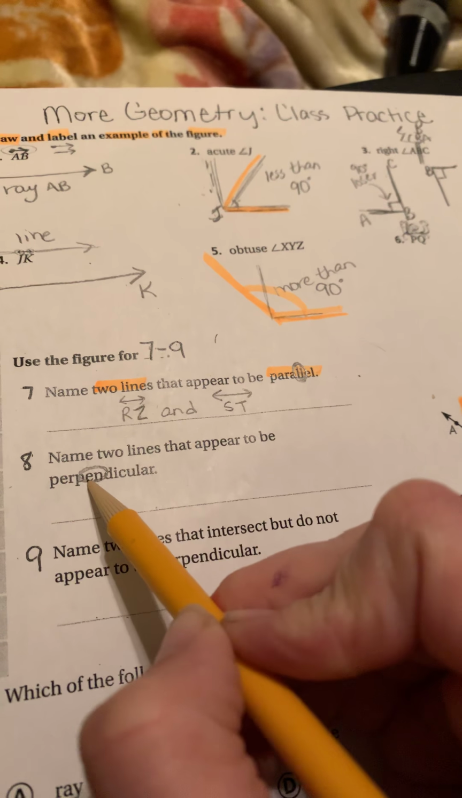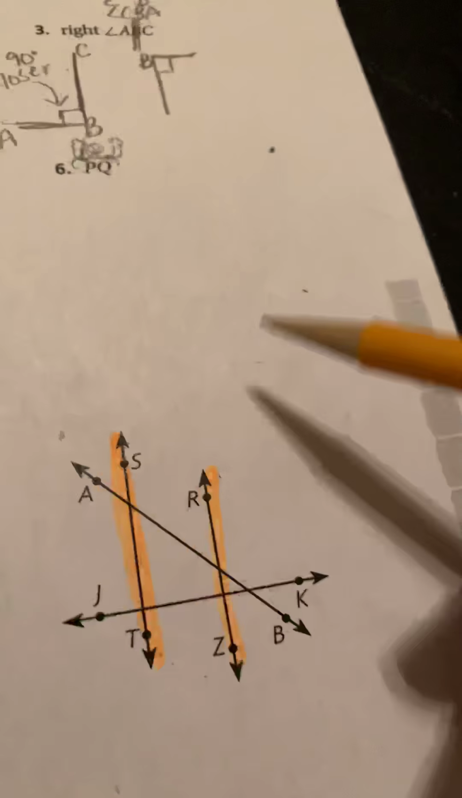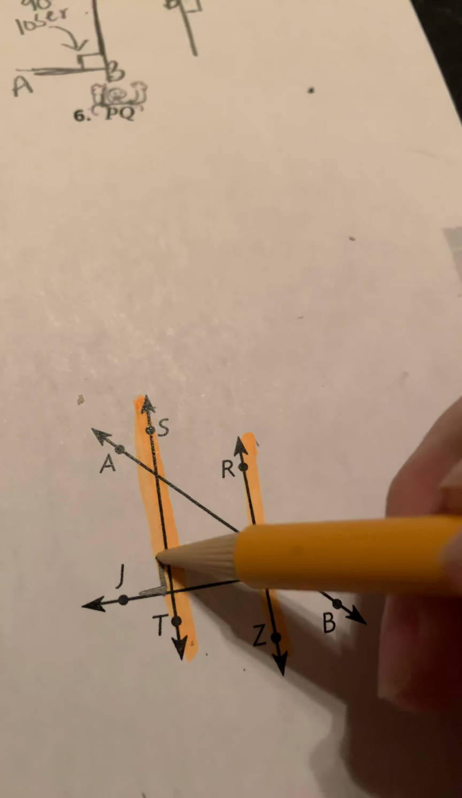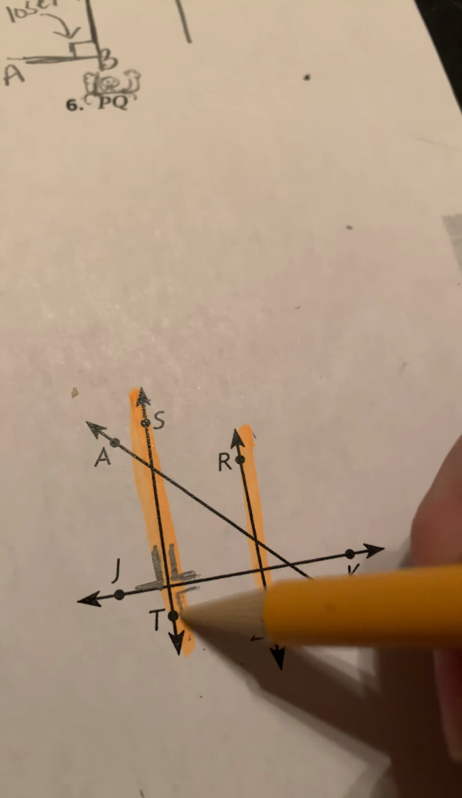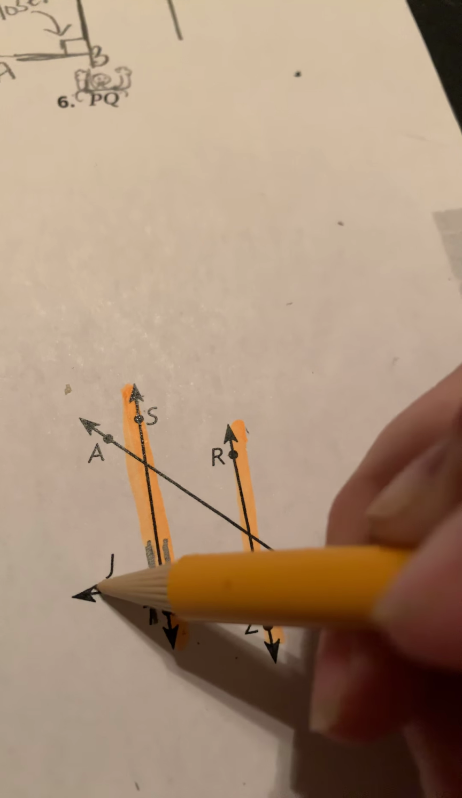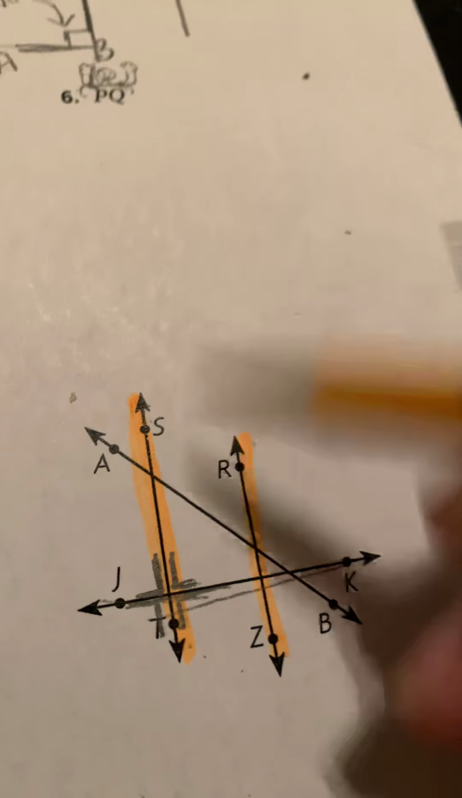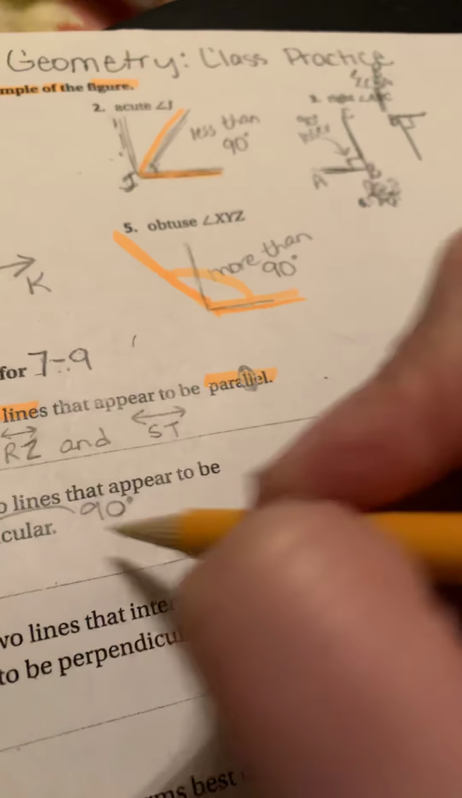We need two lines that are perpendicular. Grab your pen and go find me a 90-degree angle. Well, right here. That's a loser. And right here's a loser. So we could say that ST and JT and JK are perpendicular. Or are Z and JK. So you'd write that.